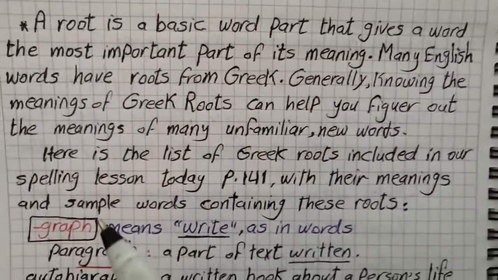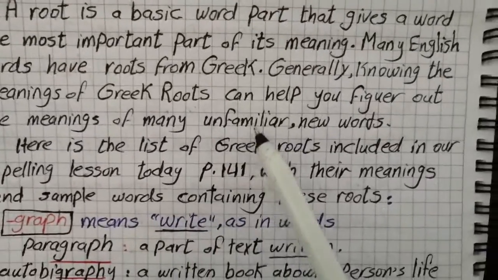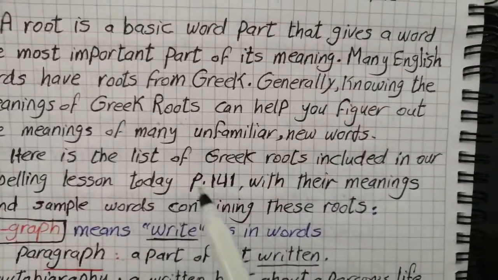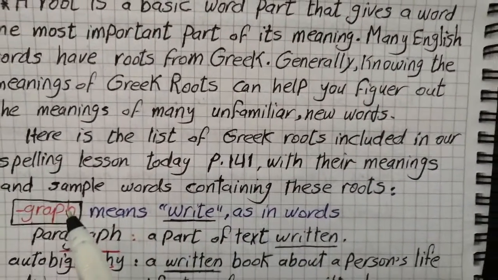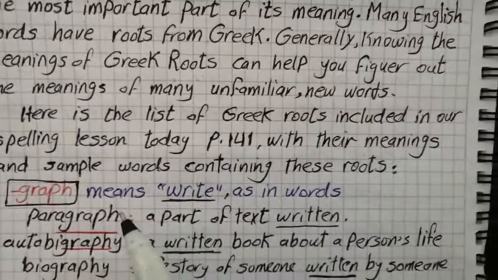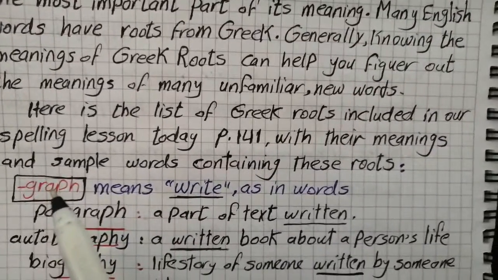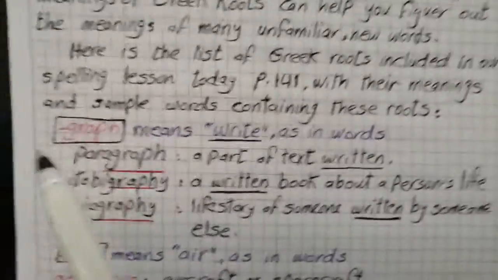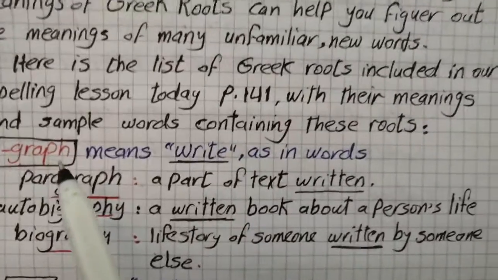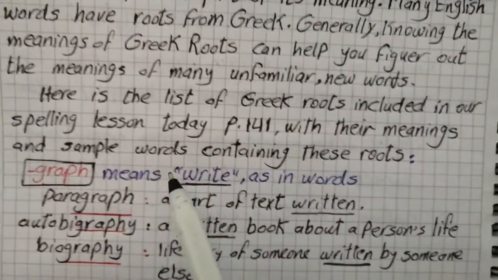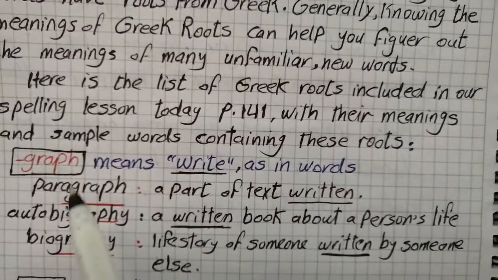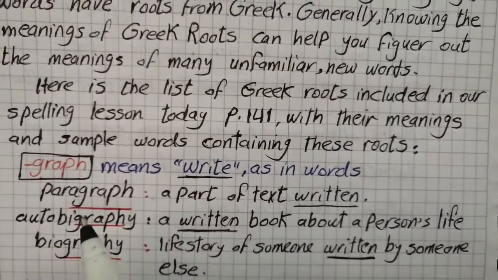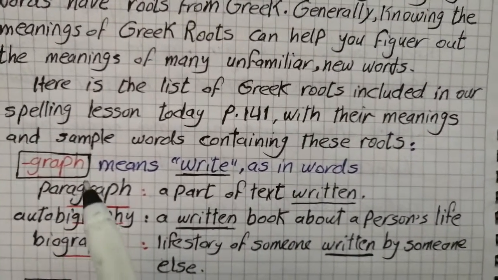The same goes with Greek roots. Here we have a list of Greek roots included in our spelling lesson today, page 141, with their meanings and sample words containing these roots. As I told you, if we know the meaning of a root, we can figure out 90% of the meaning of the word. The first Greek root is graph, and this Greek root means write, as in the words paragraph, autobiography, and biography. The part graph in the three words means something written.